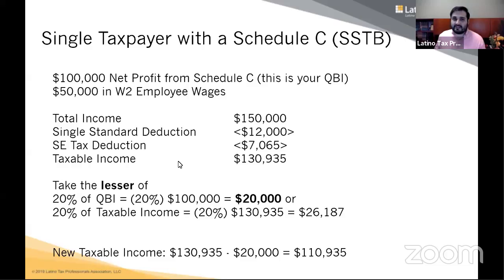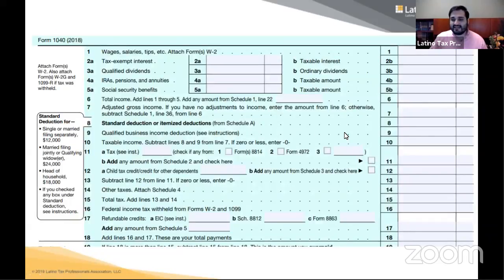What does it do? It lowers his taxable income. So his new taxable income is only $110,935. It used to be $130,935, but because he has a deduction, it lowered it to $110,935. So this goes on line 9. Line 9 is where the QBI deduction goes. So line 10 will show his new taxable income of $110,000. So again, less taxable income, less tax. That's it. Easy, right?